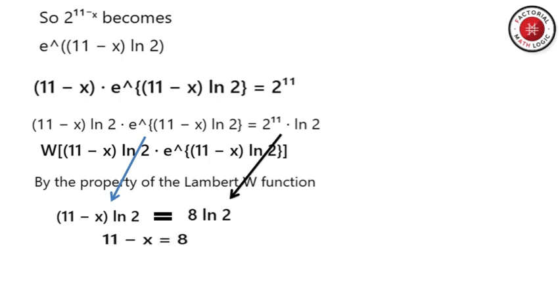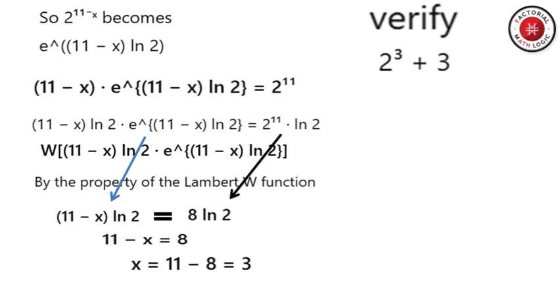ln 2 cancels out, leaving 11 minus x equals 8. So x equals 11 minus 8 equals 3. This confirms the solution we found earlier by testing values. Let's verify. 2 cubed plus 3 equals 8 plus 3 equals 11. Everything checks out. So the final answer is x equals 3.